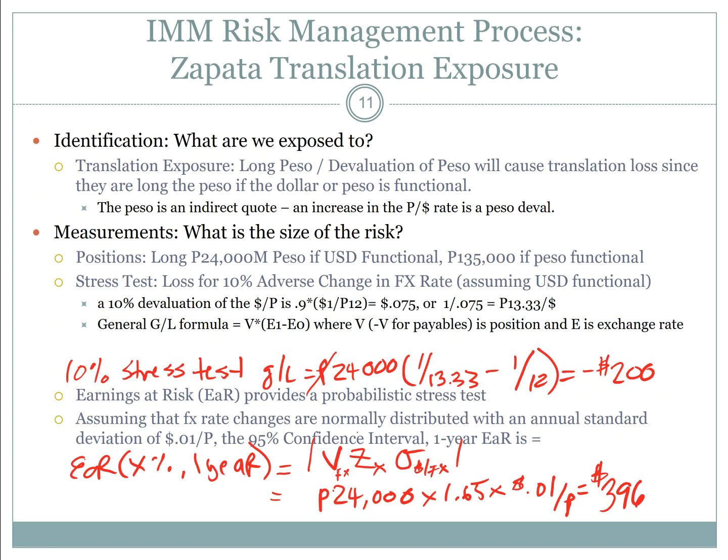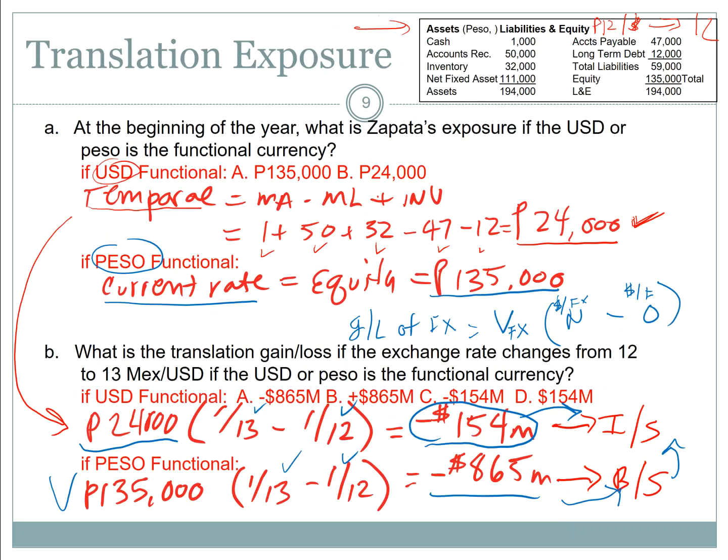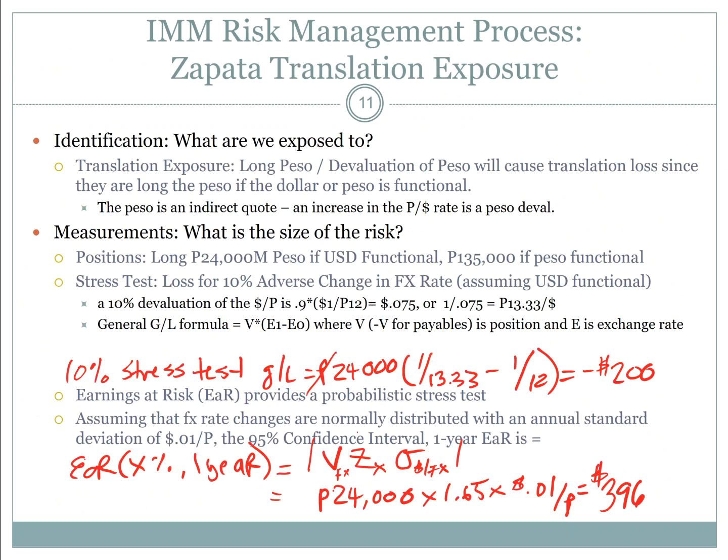So risk identification for Zapata, whether they use the dollar or the peso as the functional, right? We determined that their net position is they're long pesos no matter what they do. So their exposure is going to be, the risk is to a devaluation of the peso. That is their risk. Now the question is, well, how big is that risk?